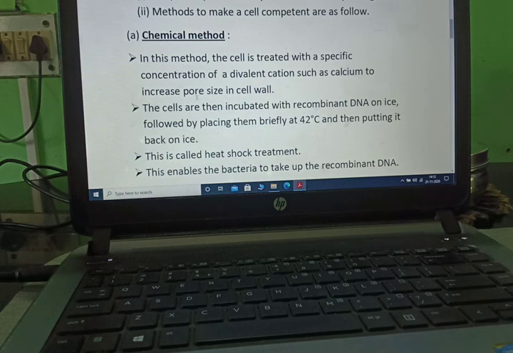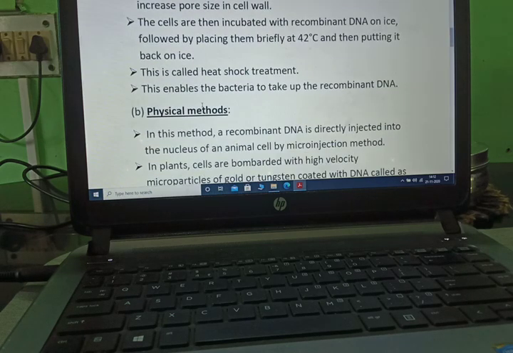The cells are then incubated with recombinant DNA on ice, followed by placing them briefly at 42 degrees centigrade and then putting it back on ice. This is called heat shock treatment. This enables the bacteria to take up recombinant DNA.